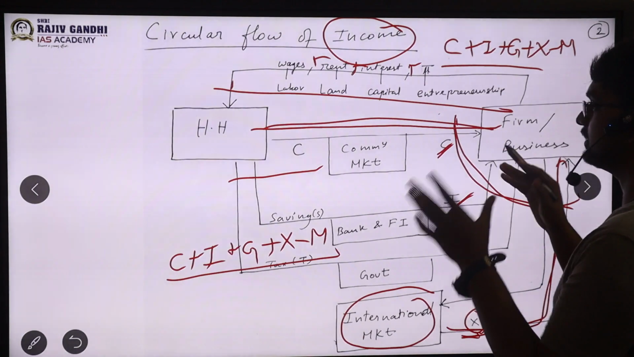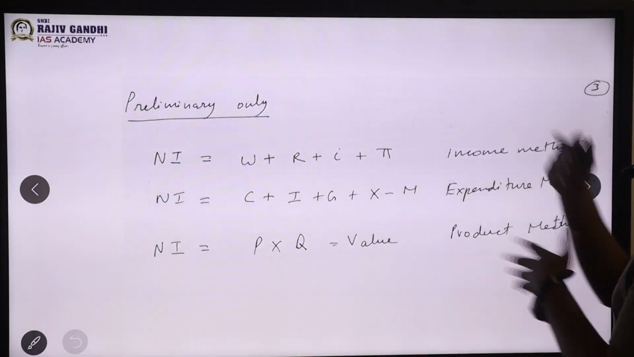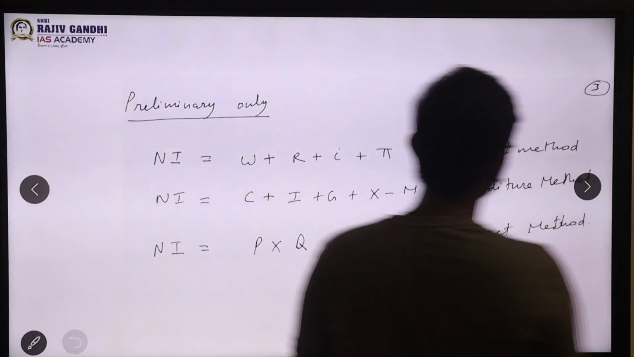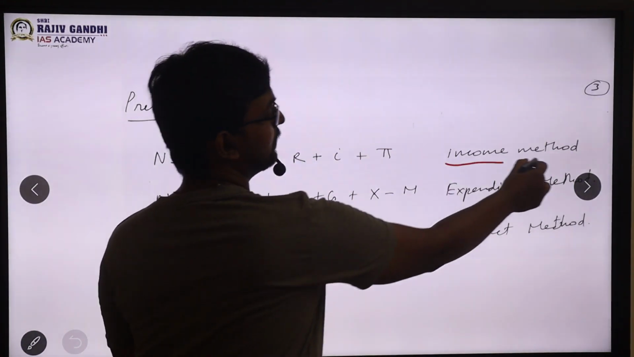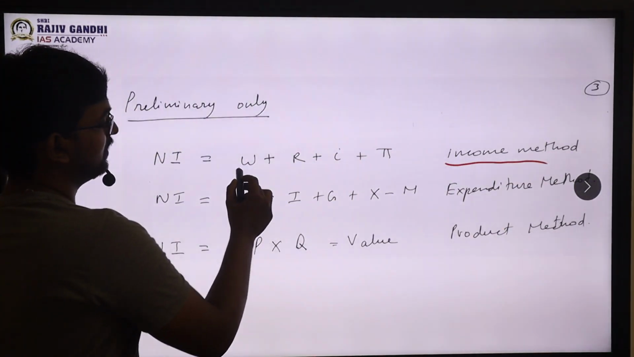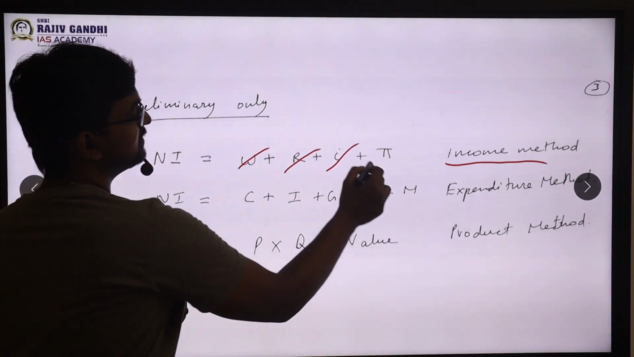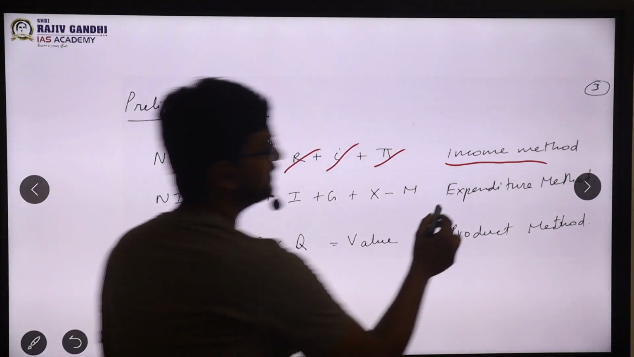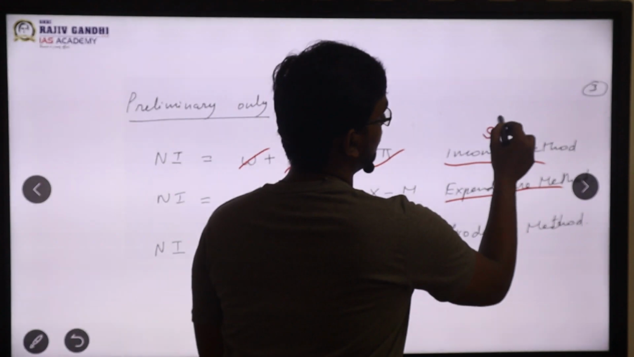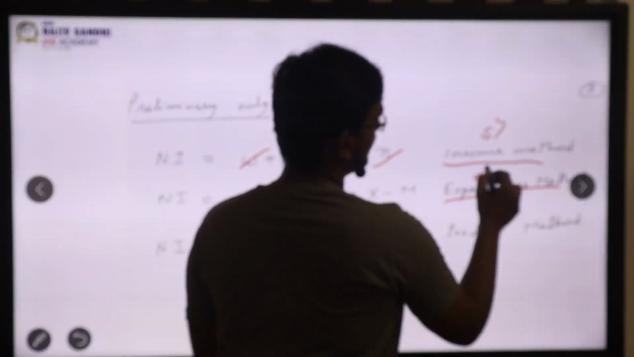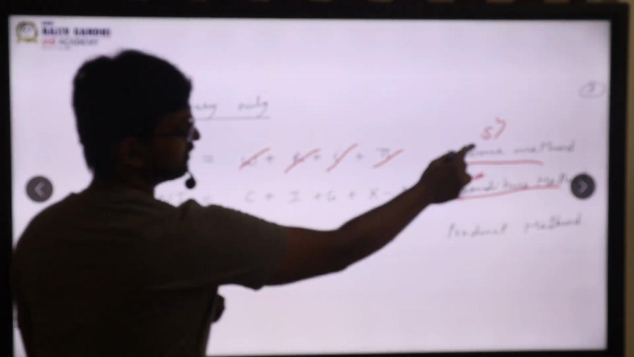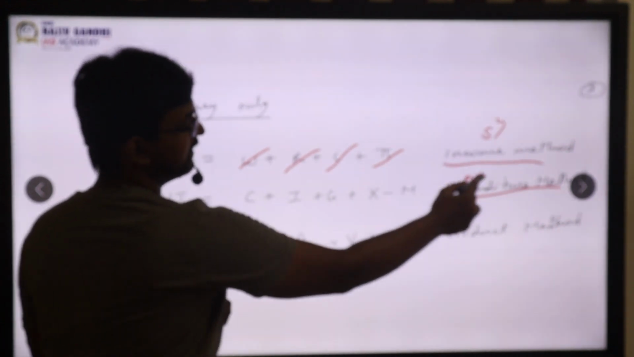So we essentially looked at the analysis. This is just a preliminary way. Okay, so we already saw with the income method what the national income is: wages plus rent plus interest plus profits. Similarly, we also saw it with the expenditure method. So this is your supply, this is your demand. Supply I used to write as SY and demand as ED.